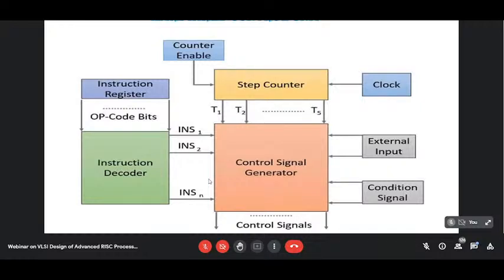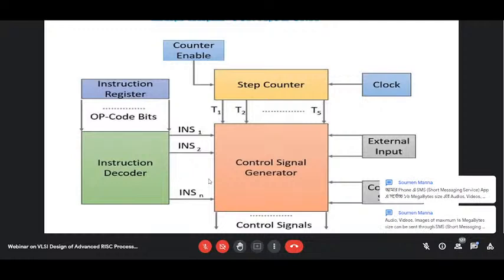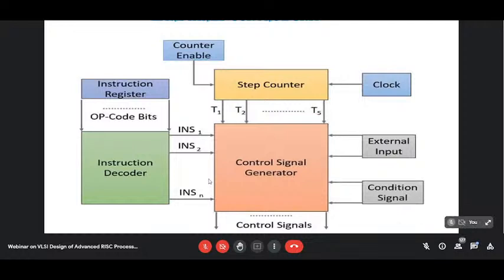What are the inputs? One input is the instructions from the instruction decoder. Let's say a 4-bit opcode. So how many? INS1, INS2, up to INS16, so 16 instructions. And time: T1, T2, T3, T4, T5. These are the time signals. And some condition code signals. Now time, why is the time required?